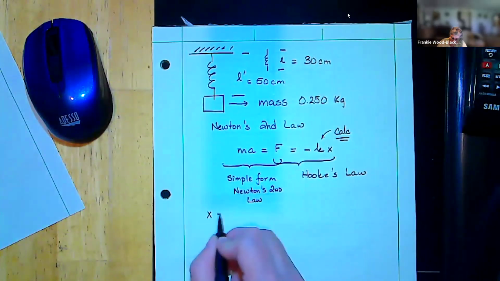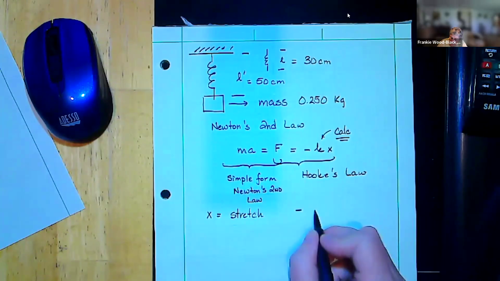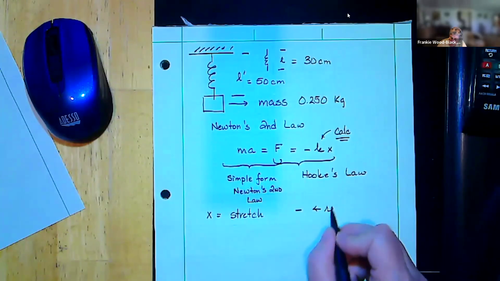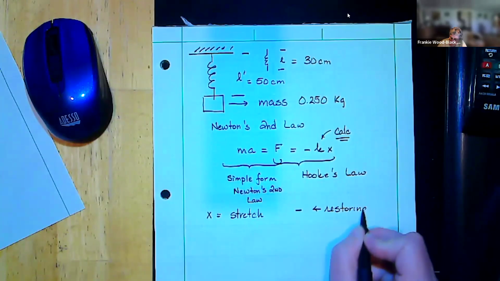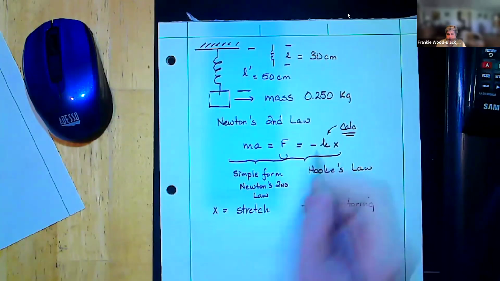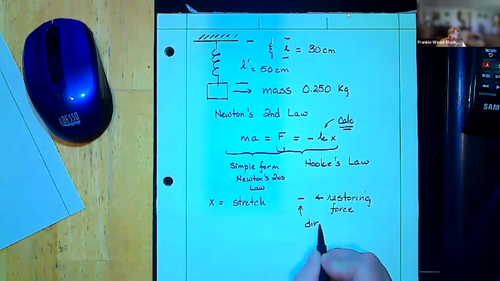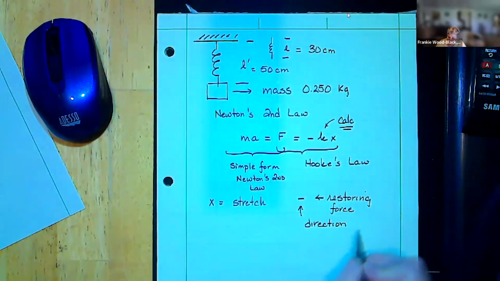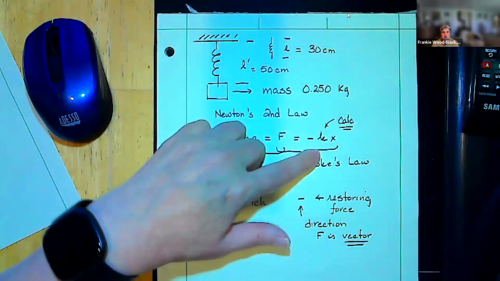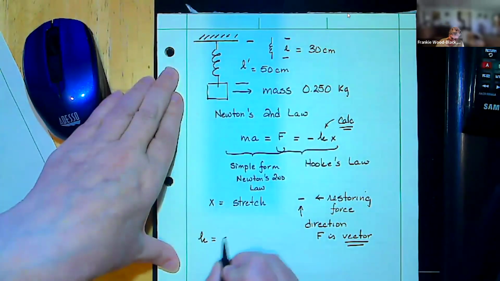Remember that x is equal to stretch. The negative tells you it comes as a restoring force. But we're just wanting to find the magnitude of k, so we're not going to have to worry about that direction, because this gives us direction. Because force is a vector, so we have to worry about that. But right now we're just trying to calculate our spring constant, and k was defined as our spring constant.